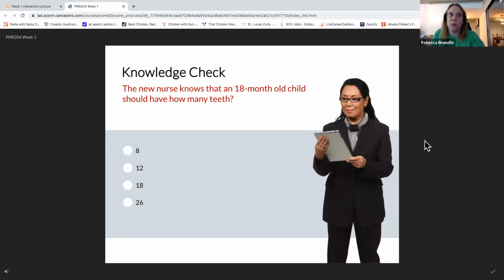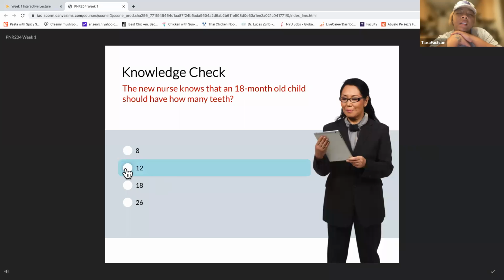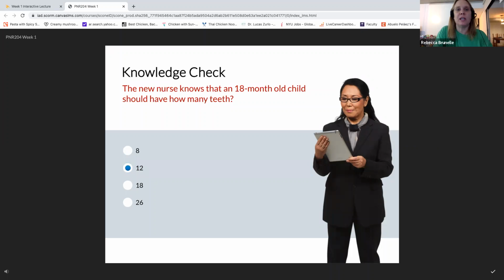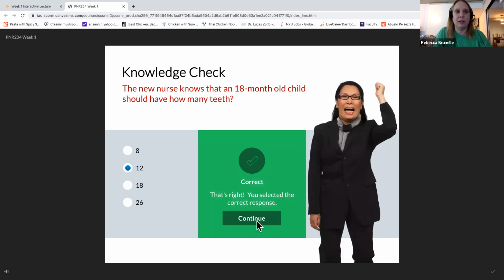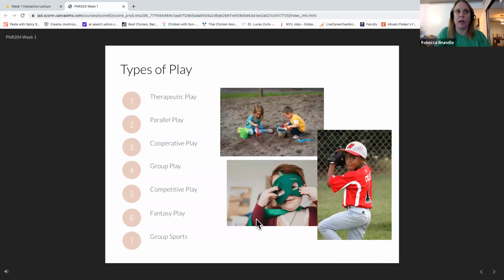Okay, so a nurse knows that an 18-month-old should have how many teeth? What do you guys think? 8, 12, 18, or 26? 8. It's actually 12. Just to have a basic idea, like I said, there's an age range. You wouldn't necessarily want to call the endocrinologist if they didn't have 12 teeth.